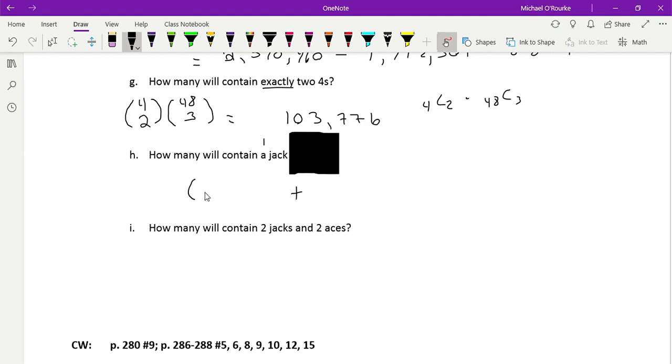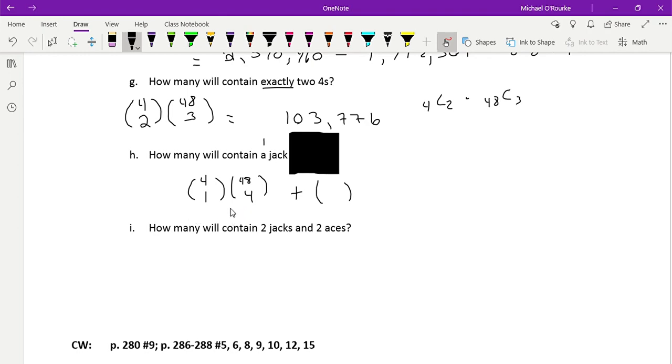So what if it just be 4 over 1? 4 over 1. Because I want just 1 jack, right? Yep. And then this would be 48 and 4. And then what's going to be on this side? The exact same. 48 cards remain that are not jacks. And then I need 4 more to complete my hand of 5.